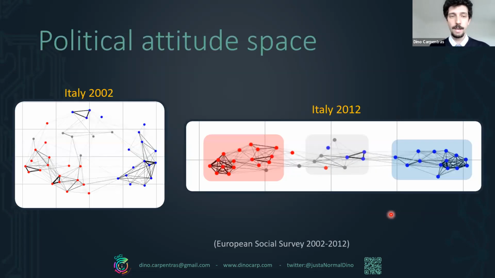One way we applied it was to explore the attitude space regarding political attitudes. Again, you still don't know exactly what these graphs mean, but you can already tell that, for example, the belief system in Italy changed quite a lot from 2002 to 2012. As we will see later, this means it became much more monodimensional, much more organized.